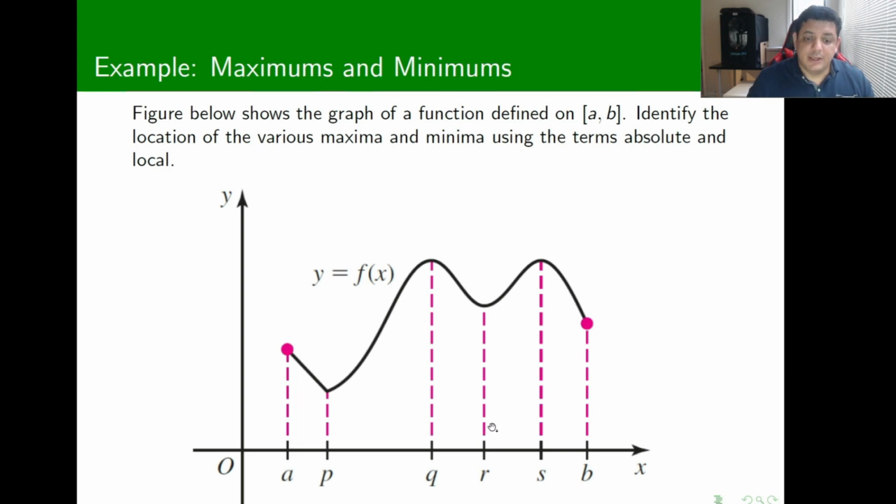Now, in terms of maximums, notice that Q is a maximum, S is a maximum, but they're both at the same height. So can we really talk about having an absolute maximum? No, I don't think so. We can only talk about local maximums with Q and S.